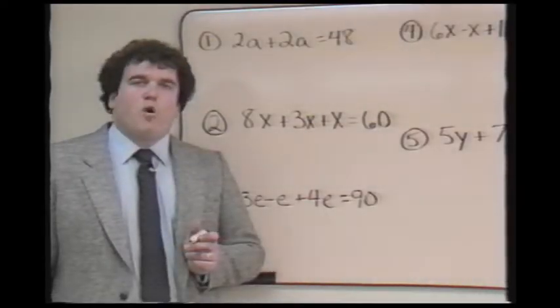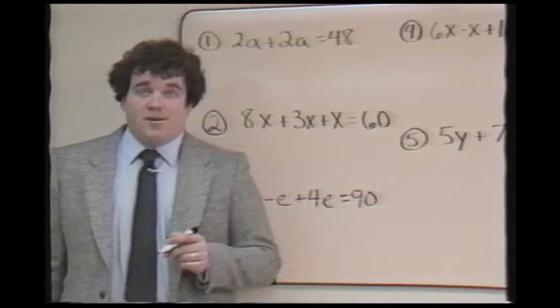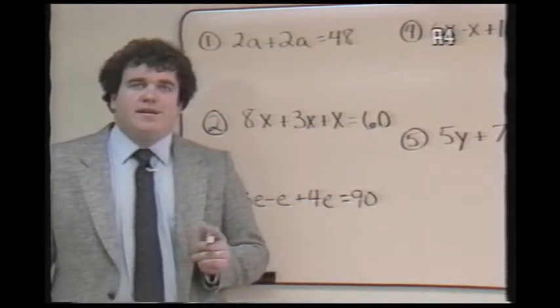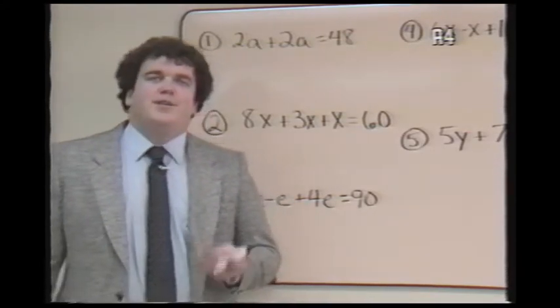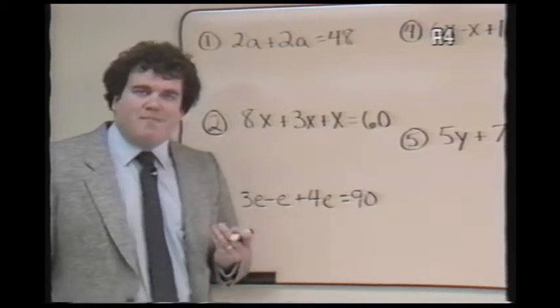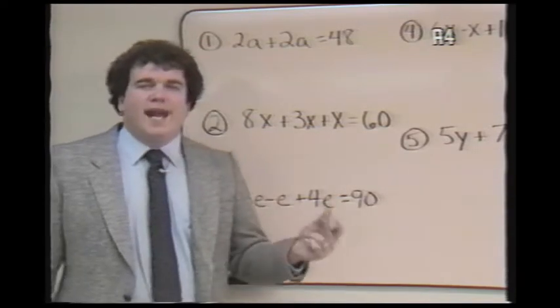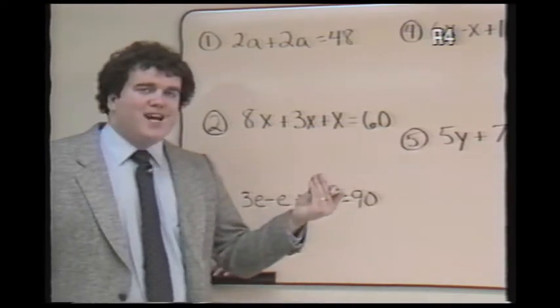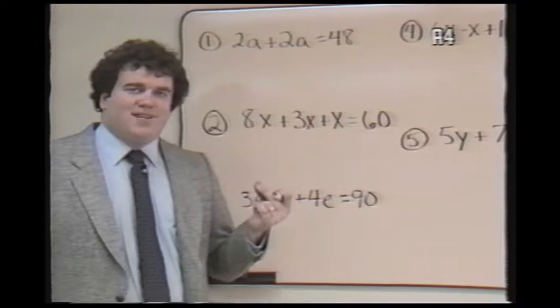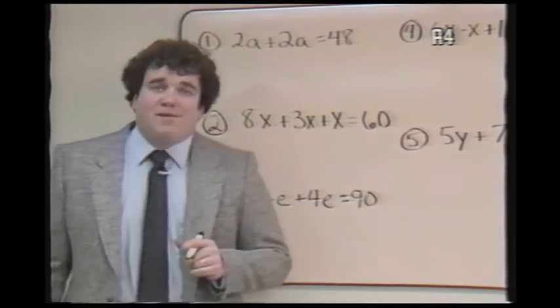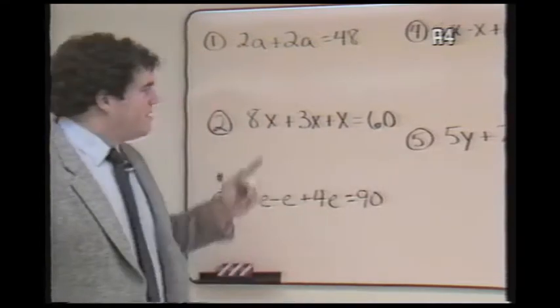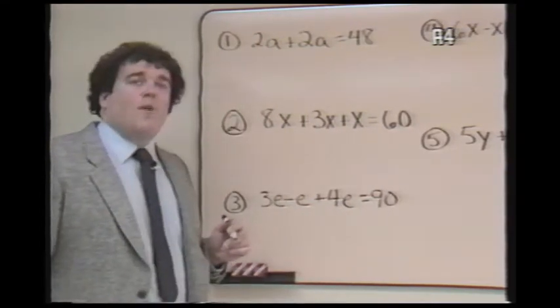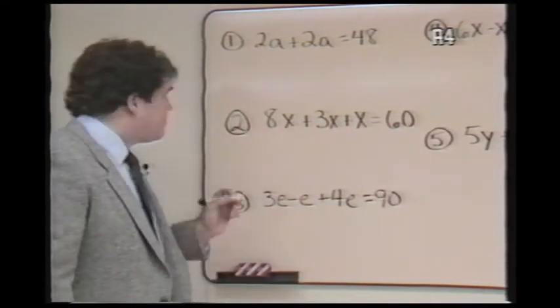In lesson number 4, we're going to combine like terms to solve equations. Now this is a combination of the first 3 lessons. You should have your fundamentals down. Know when to get your numbers on one side and your variables on the other side. And also remember, do not combine unlike terms. There are 5 problems here, and I want you to watch me carefully.